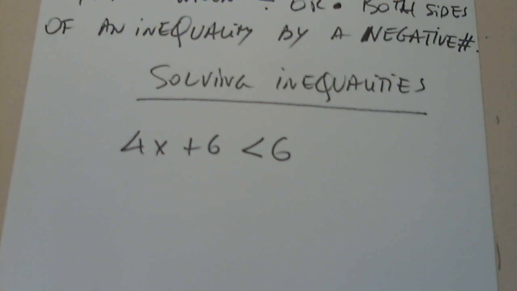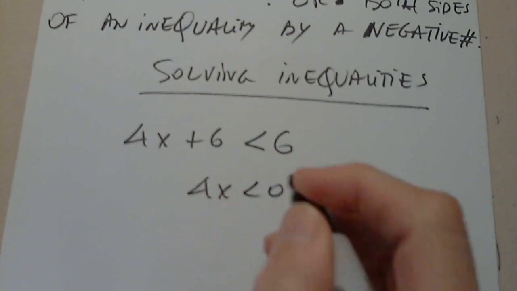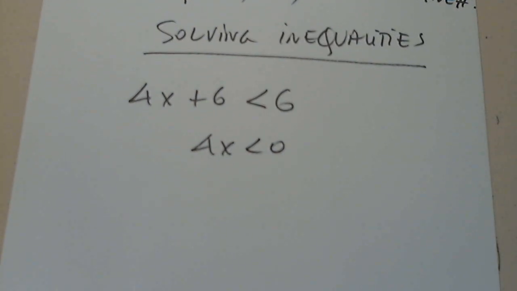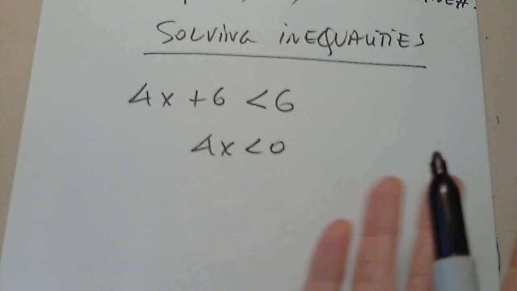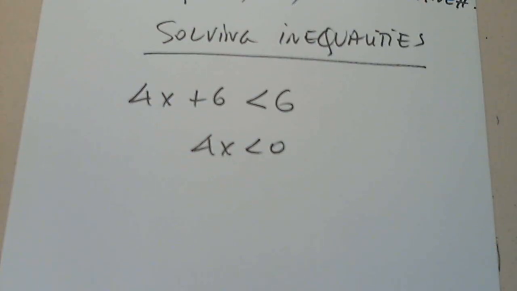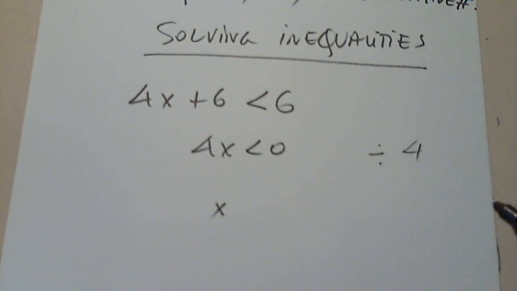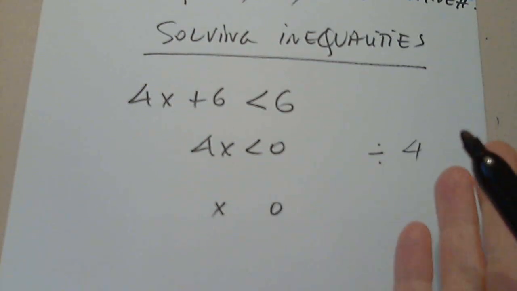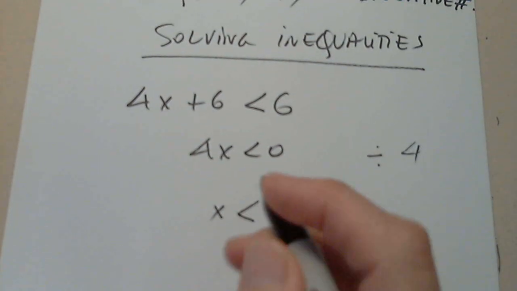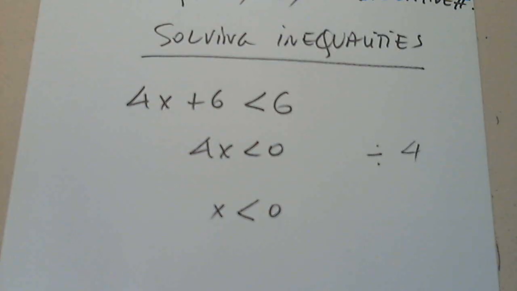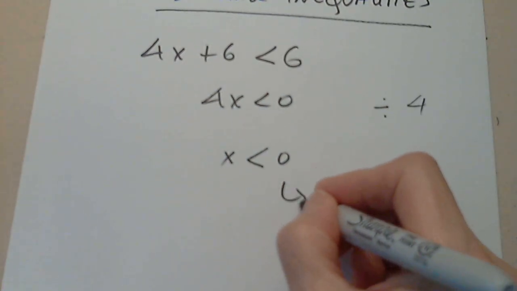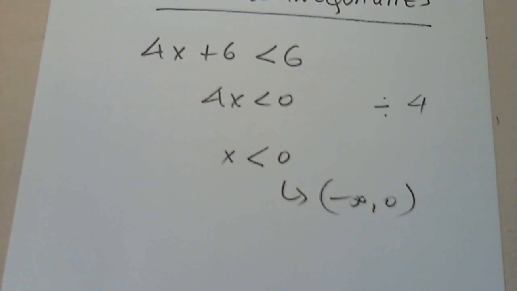Move the 6 over? Of course. Excellent. I bring the negative 6. 6 minus 6 is 0. Good. I have to clean it up. What would you divide both sides by to simplify it? 4. Exactly. 4x divided by 4 is x. 0 divided by 4 is 0. I divided by a positive number, so I do not switch the inequality symbol. Interval notation: negative infinity, 0. x in.